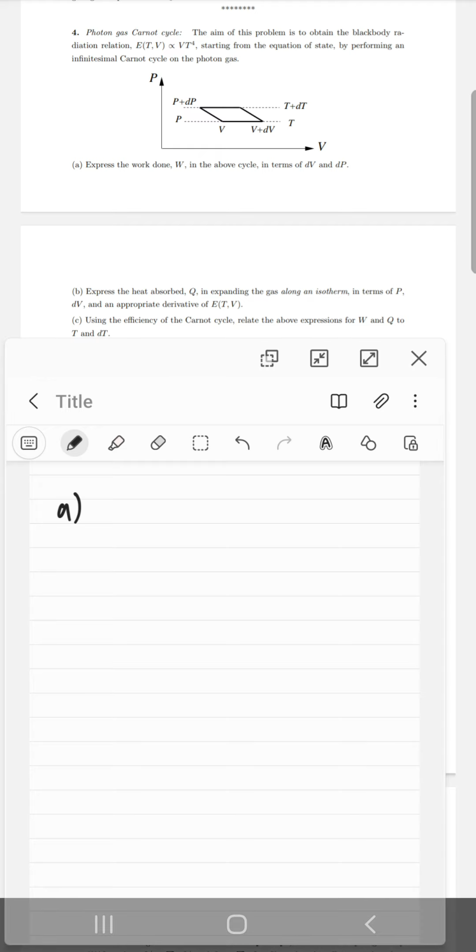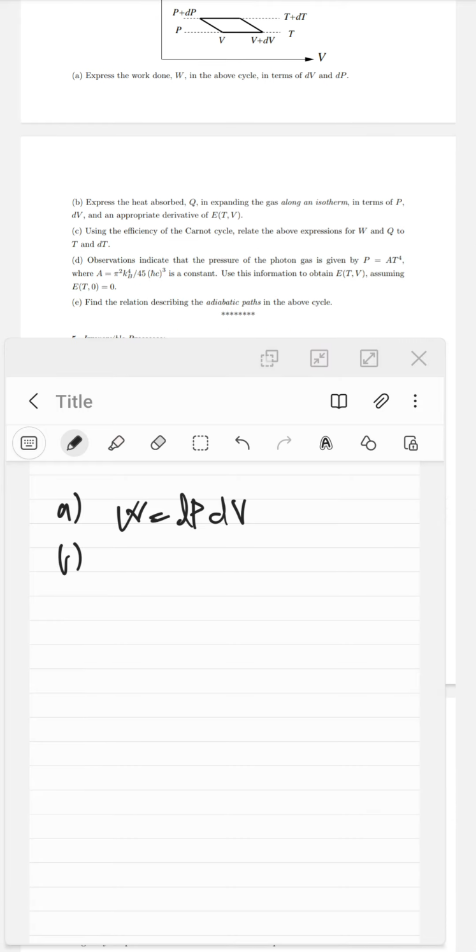So the first thing is express the work done in the above cycle in terms of dV and dP. So it's V plus dV or something similar over there as well, so this shouldn't be hard, right? Just the area under the curve. This is in this case the parallelogram, so it's just height times the breadth, so it's just dP times dV, right? So work done is just dP dV.